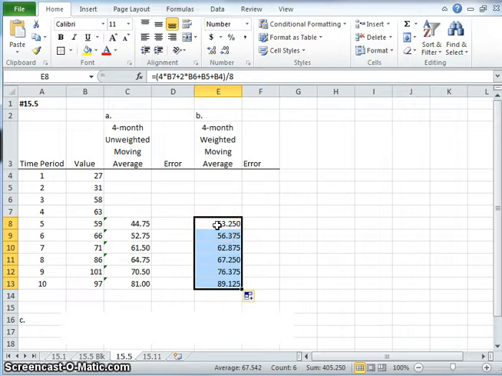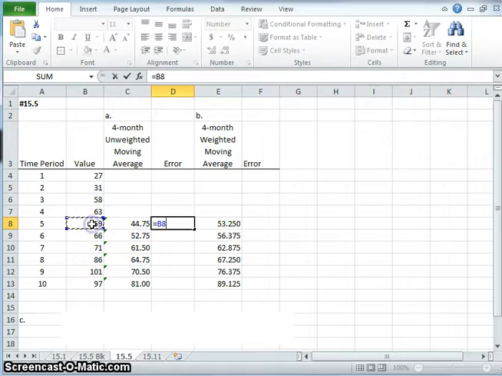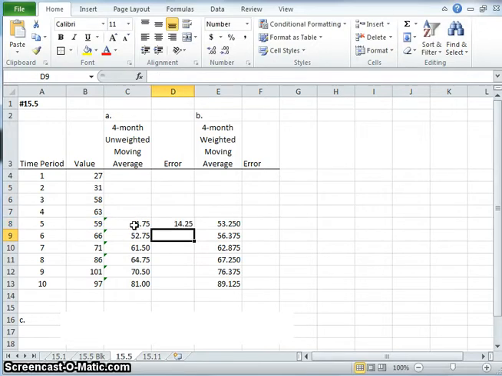Now part C asks us to compute the errors. The error is equal to the actual data value minus the forecasted value. So here in cell D8, I'm going to calculate the error. I'm going to say that's equal to, and then we'll click on cell B8 because that's the actual data value, and then minus cell C8, which is the forecasted value. So that gives us the error for that 4-month unweighted moving average entry. And then we'll just drag that down.